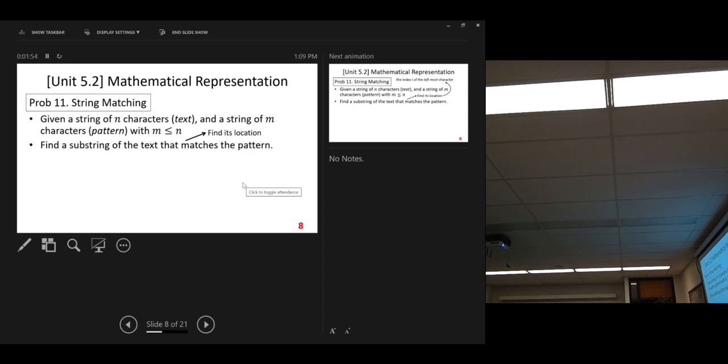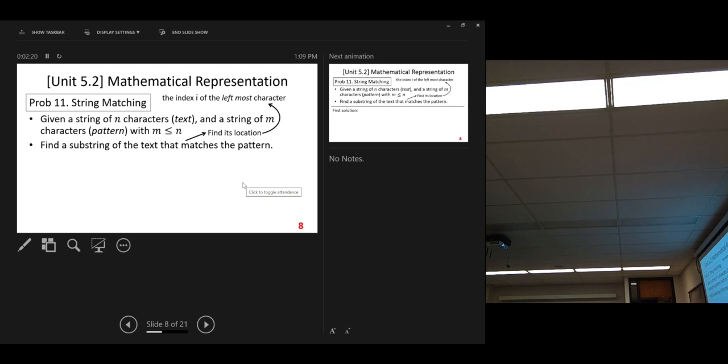So what do you mean by its location? The index i of the leftmost character. Start from there, m consecutive characters. So that's how you match the pattern.